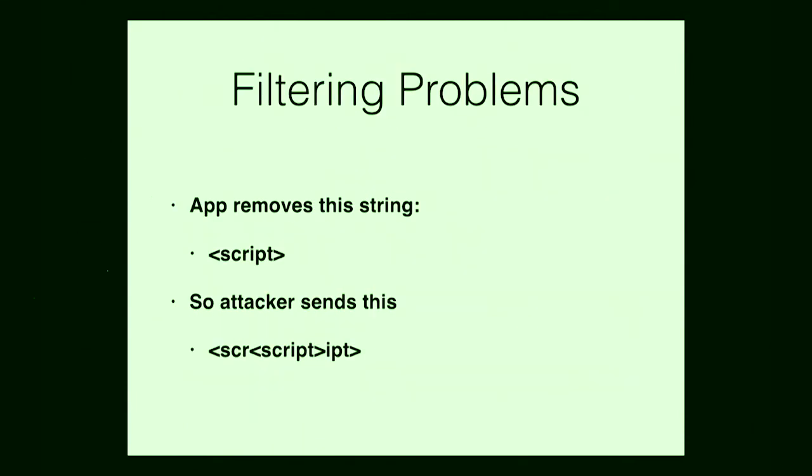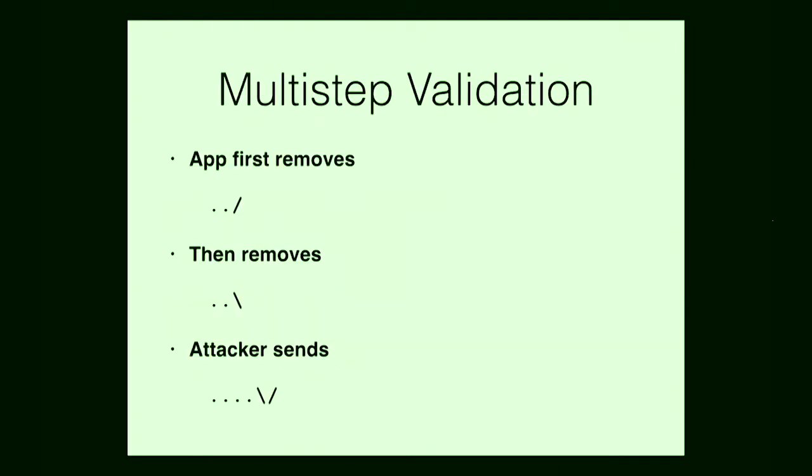So here's another one. If you filter to block out script tags, the user could just put in this, and then you'll filter out this one and have one left over. So, you know, you can't do simple filtering and have it work very well. It's very easy to defeat simple filters. If the app removes ../ because that's how you move up a directory, do directory traversal, if it does this first and then removes that, then I send this, and it will not find a ../.